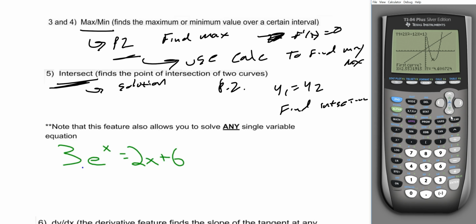So you press up and down. Now I'm on this line. This one's a little easier to move. Press enter a couple times, and you get your intersection. So that's one answer. I can do the same thing for the other one.